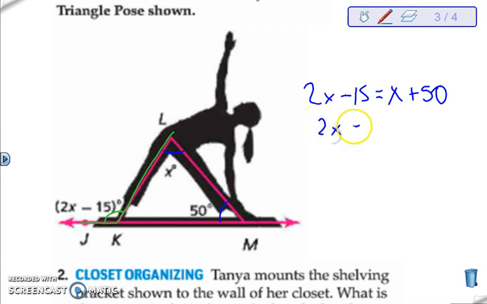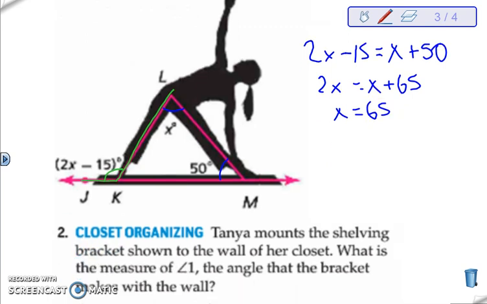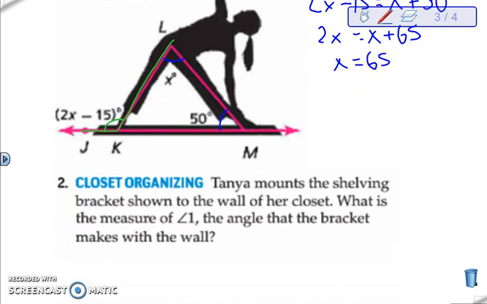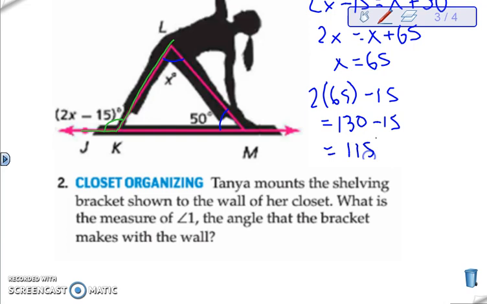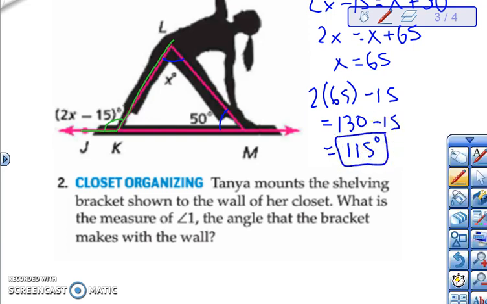So here we go. Okay, we know X. We look at what it was asking for. We need the angle of JKL. We don't want X, we want the angle, so we have one more step. That's right, we're going to plug it in. We should get 115 degrees.